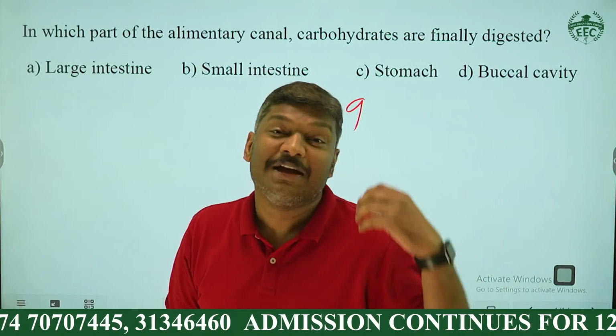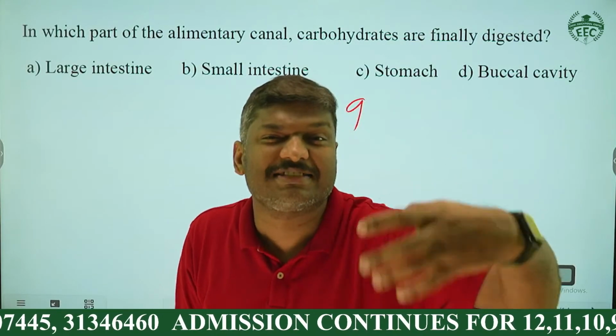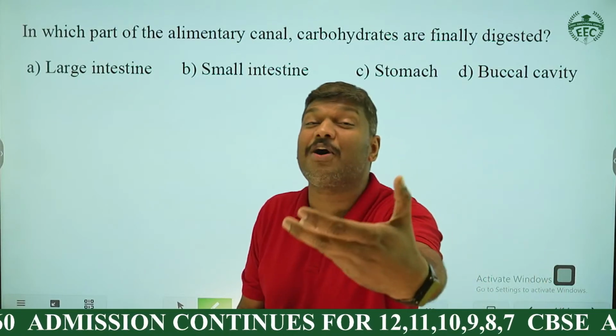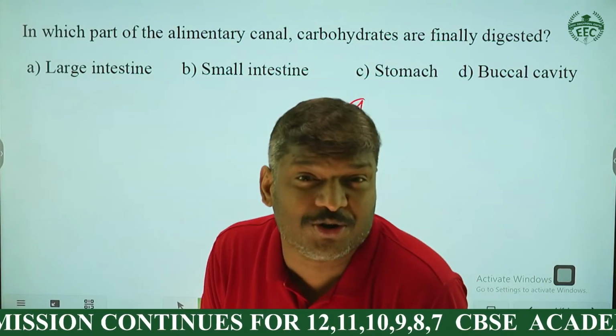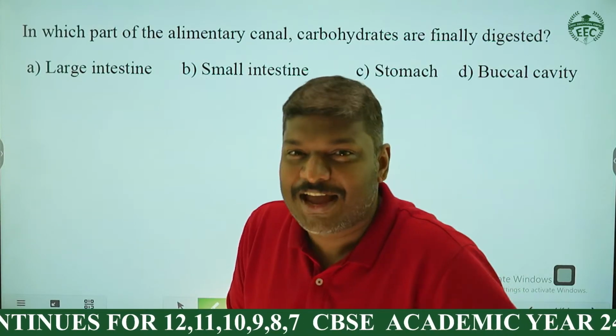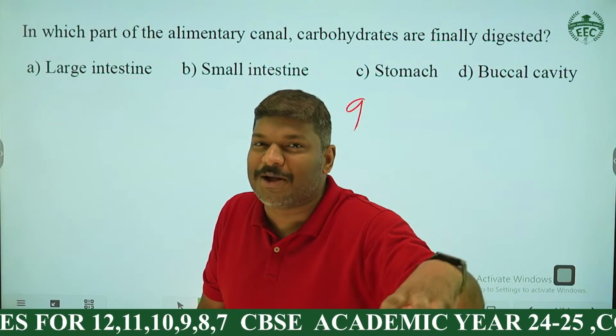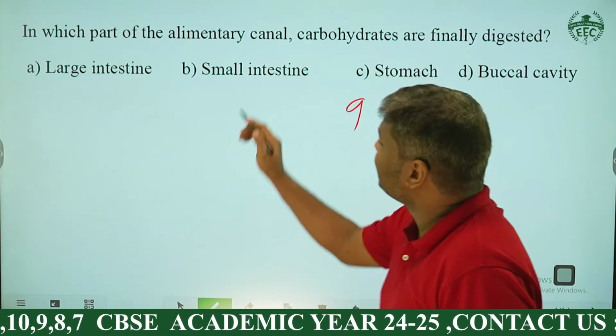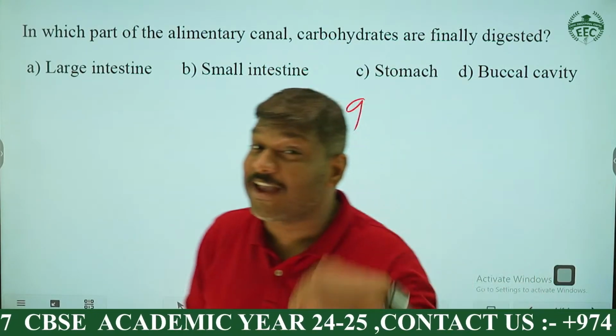It is starting from the mouth and ending in the anus. And here the question is, in which part of the alimentary canal are carbohydrates finally digested? There are different types of carbohydrates, right? Every day we take our breakfast, lunch, and dinner, and all have one of the most important components, carbohydrates, the sugars, the saccharides.